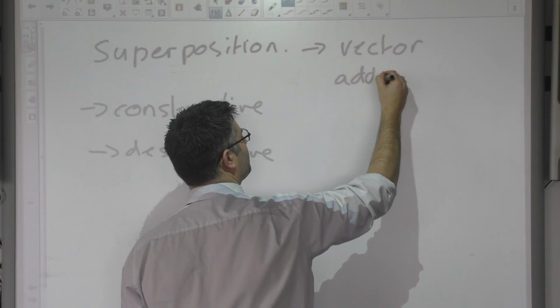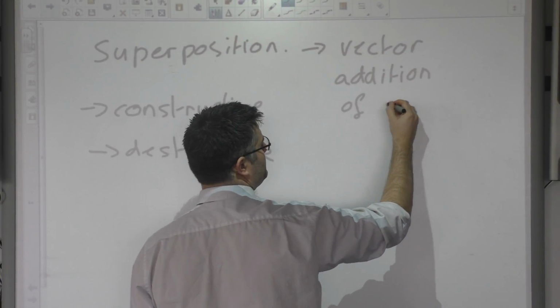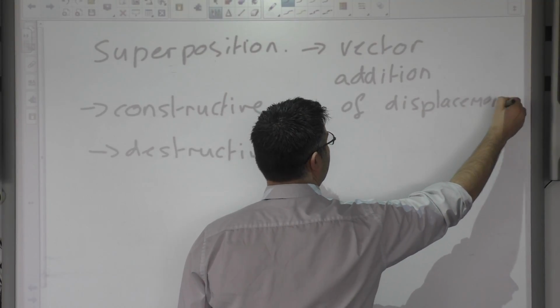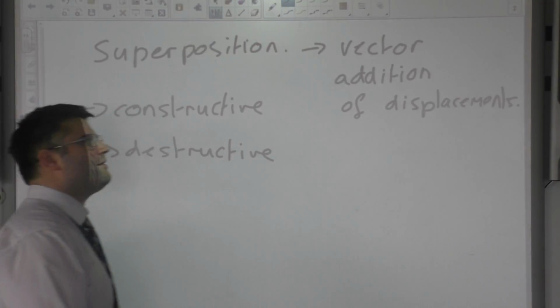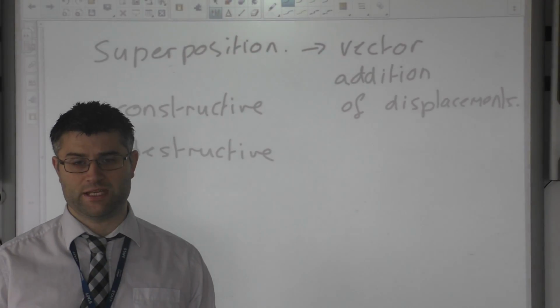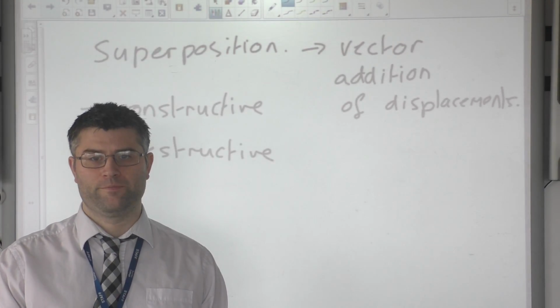So, superposition happens when we have vector addition of displacements. Okay, vector addition of the displacements to give a resultant displacement for the new created wave.